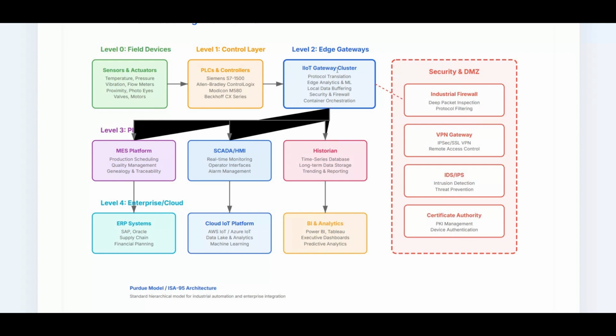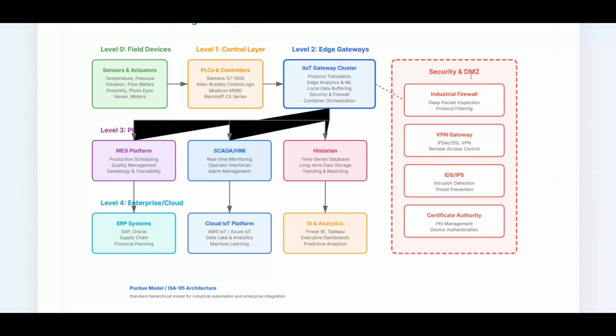Level 2 is where our IIoT gateways live. This is the bridge. Protocol translation, MQTT, local buffering, security controls, container orchestration. And this layer absorbs complexity, so higher layers don't need to understand field protocols.